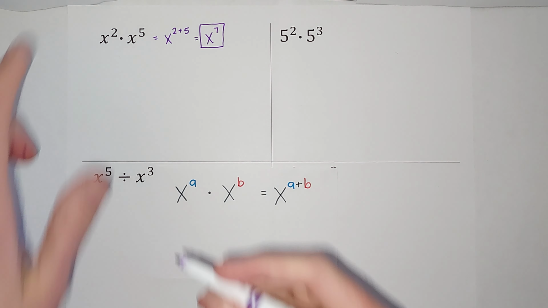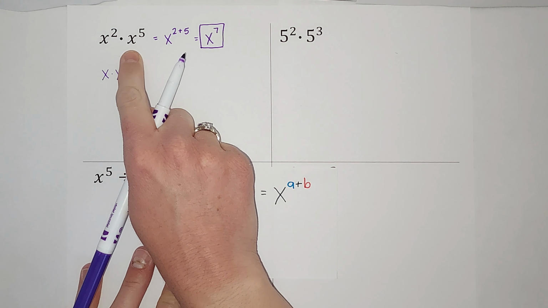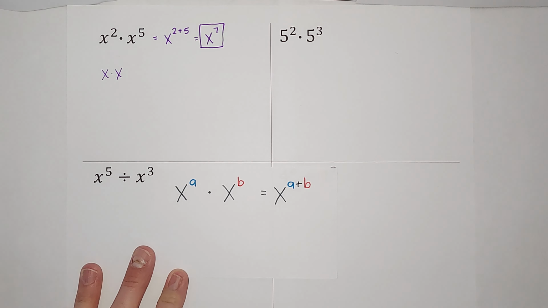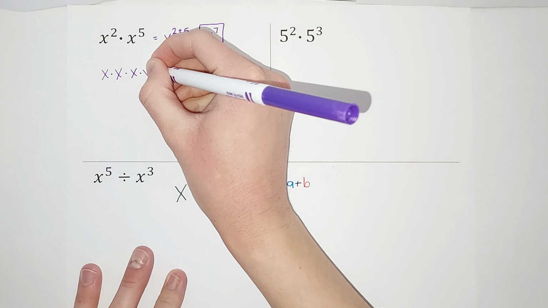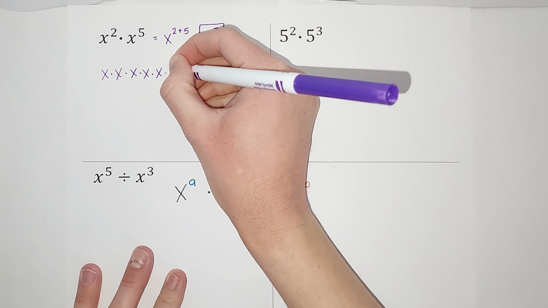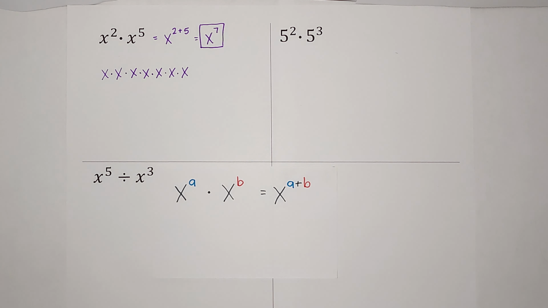So x squared is x times x, right? And then we are timesing by 5 more x's. So I'm timesing by 1, 2, 3, 4, 5 more x's. How many x's does that give me? 7. So that is x to the 7th power. Okay, that's how we got that.